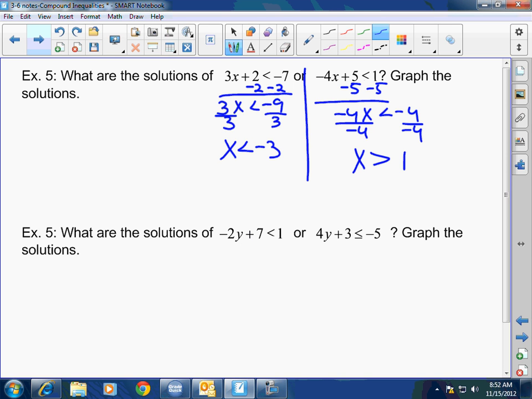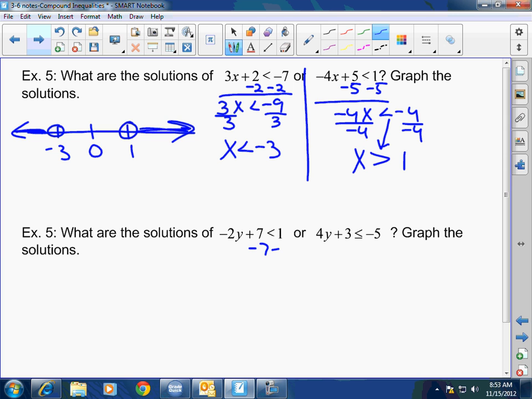I flipped the sign, remember, because I divided by a negative. And now I just graph these, my brothers. I got 0, I got 1, I got -3. X is less than -3, open circle to the left. X is greater than 1, open circle to the right. I mean, it doesn't get any easier than that, right? Now, does that make sense, guys? Like I said, I went fast. Was everyone able to keep up with the math? Awesome. Okay, let's go again now for example 5.